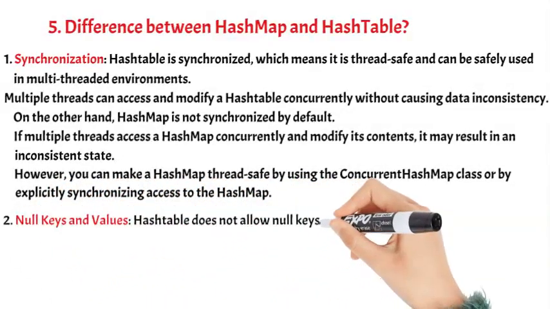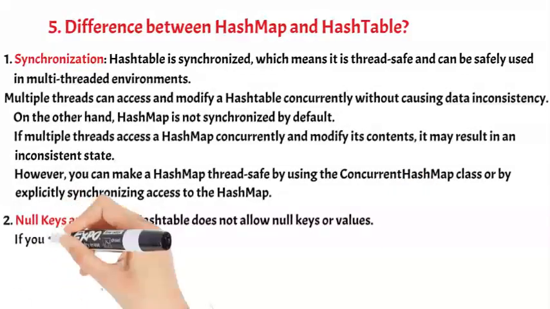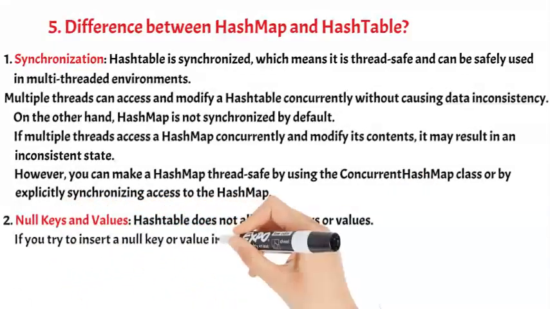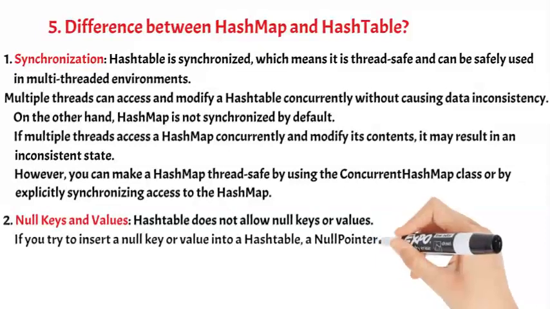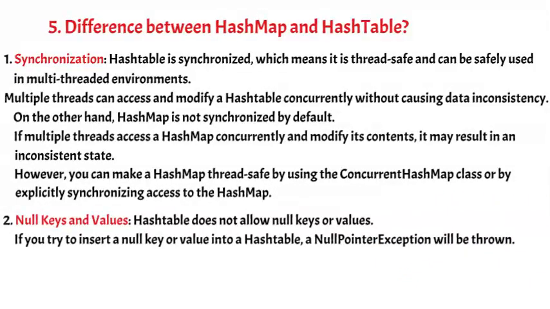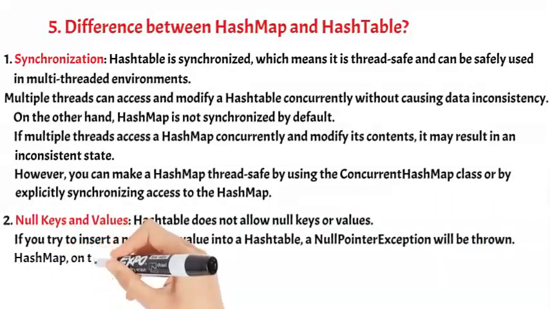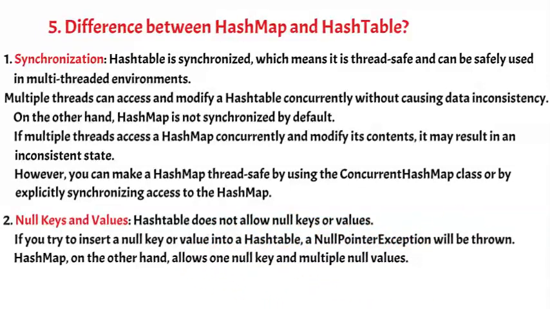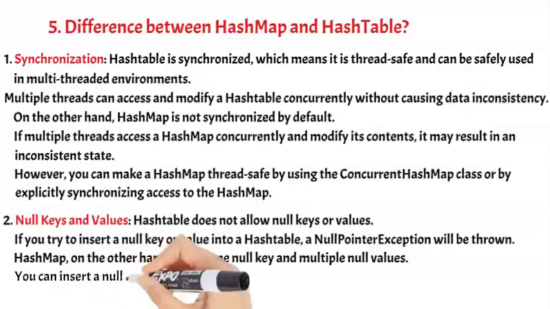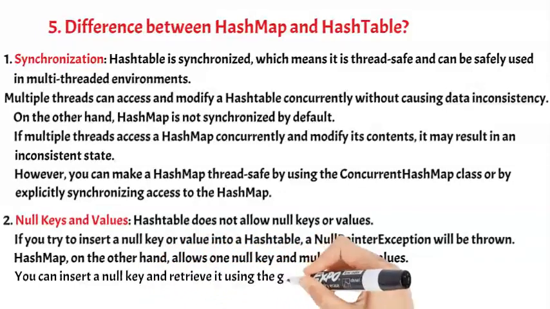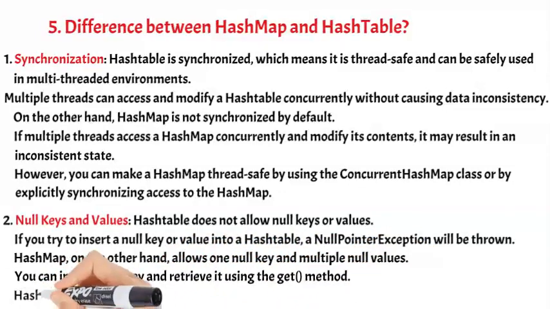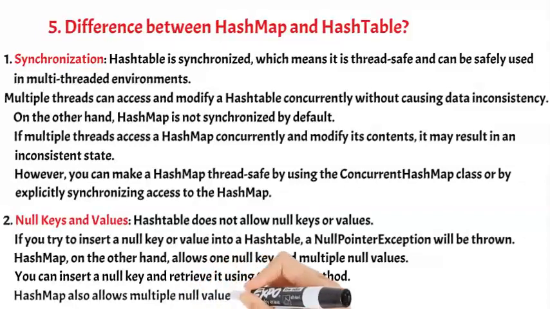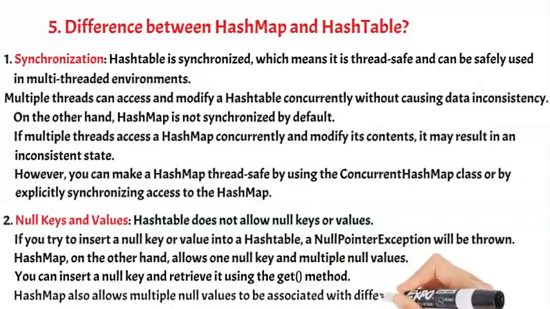2. Null keys and values. HashTable does not allow null keys or values. If you try to insert a null key or value into a HashTable, a null pointer exception will be thrown. HashMap, on the other hand, allows one null key and multiple null values. You can insert a null key and retrieve it using the get method. HashMap also allows multiple null values to be associated with different keys.